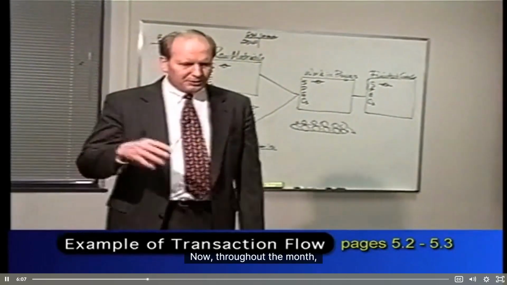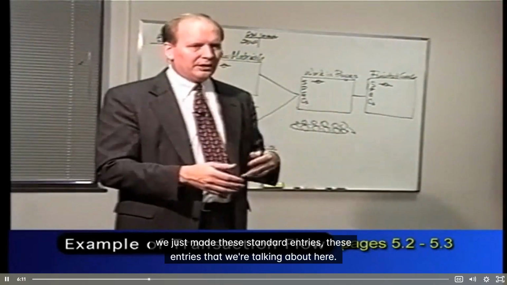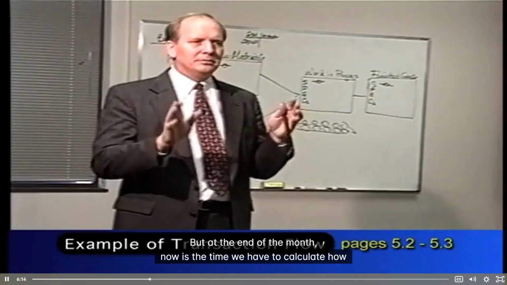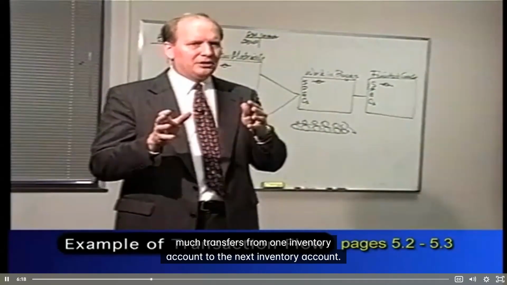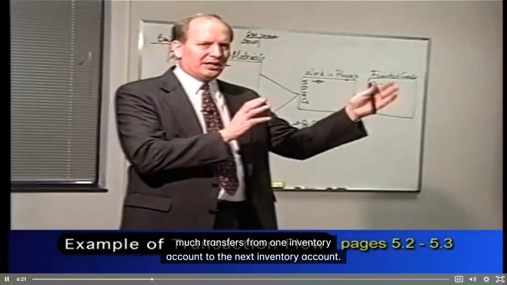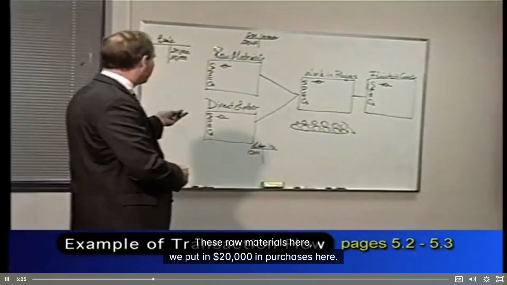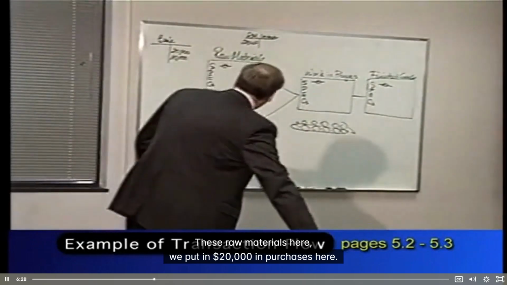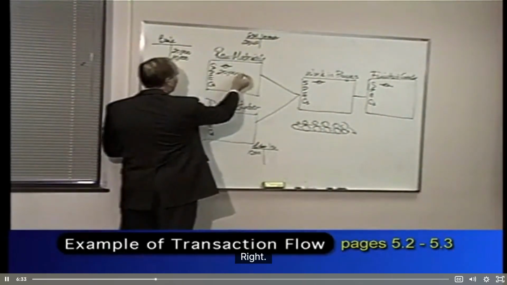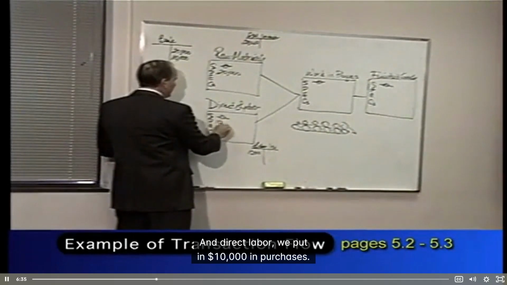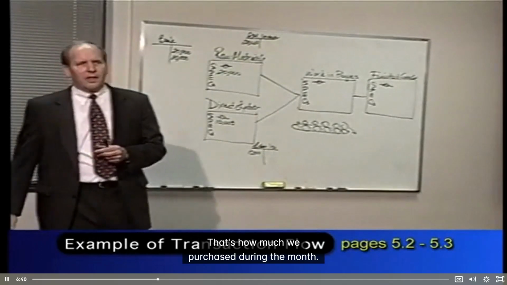Now, throughout the month, we just made these standard entries that we're talking about here. But at the end of the month is the time we have to calculate how much transfers from one inventory account to the next inventory account. These raw materials here, we put in $20,000 in purchases, right? And direct labor, we put in $10,000 in purchases. That's how much we purchased during the month.